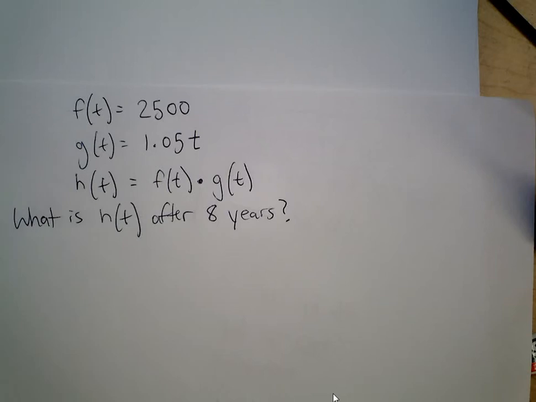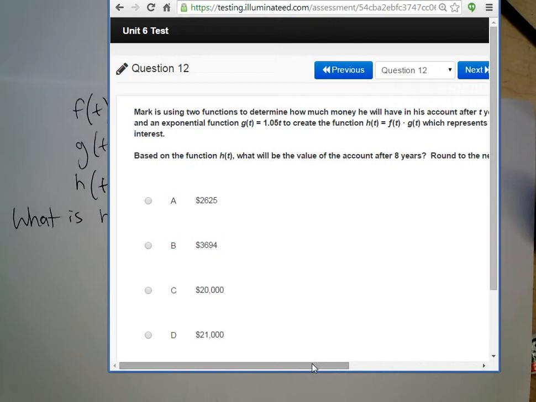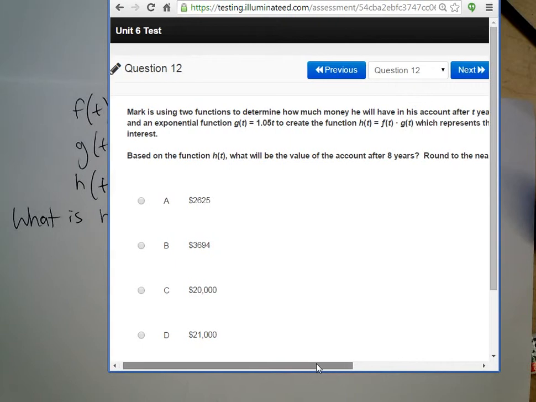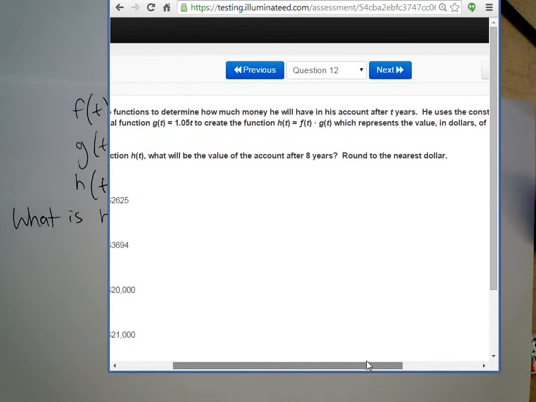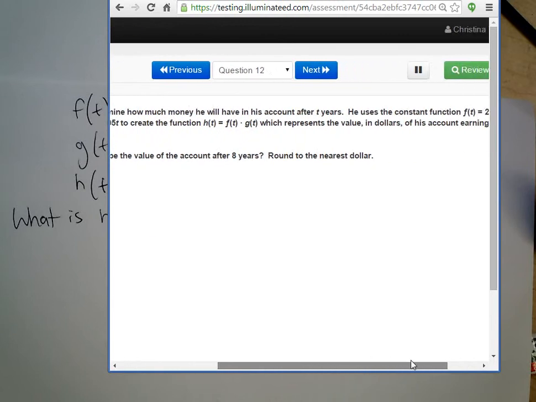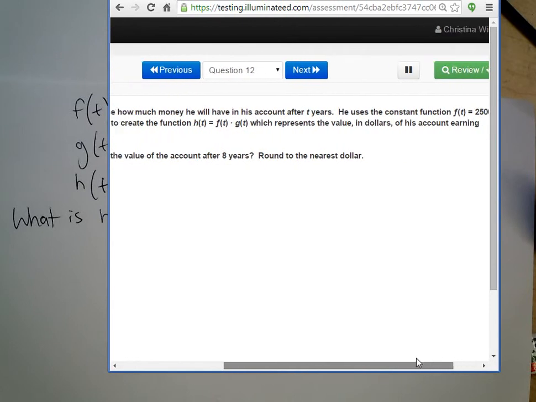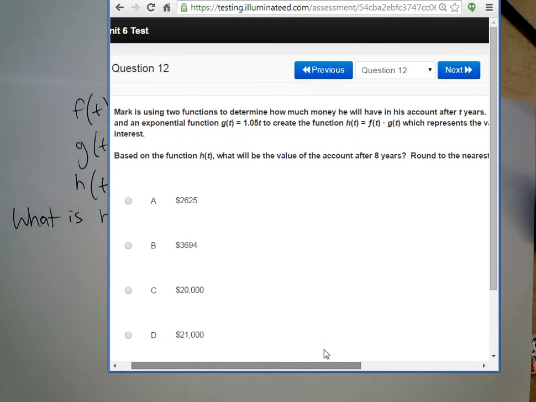All right, so let's look at this problem here. This problem was question 12. This was kind of tricky. Mark is using two functions to determine how much money he will have in his account after t years. He uses the constant function f of t is equal to 2500 and the exponential function g of t is equal to 1.05 to the t.